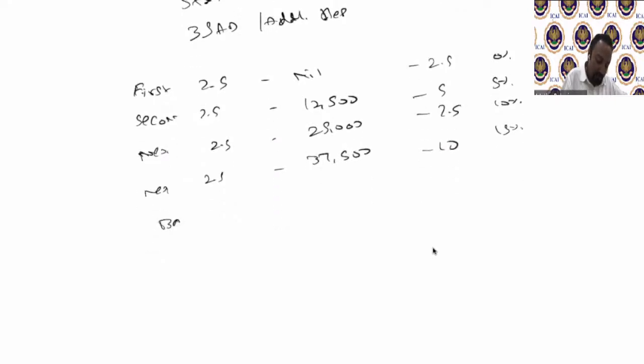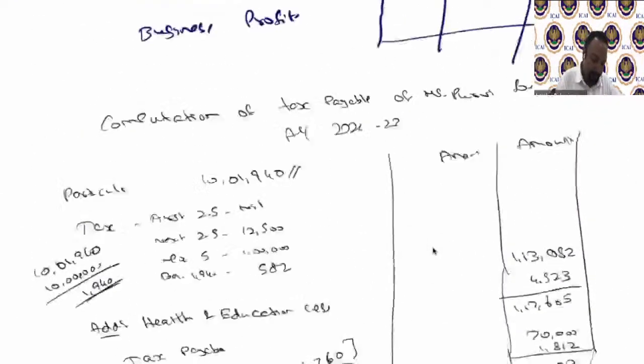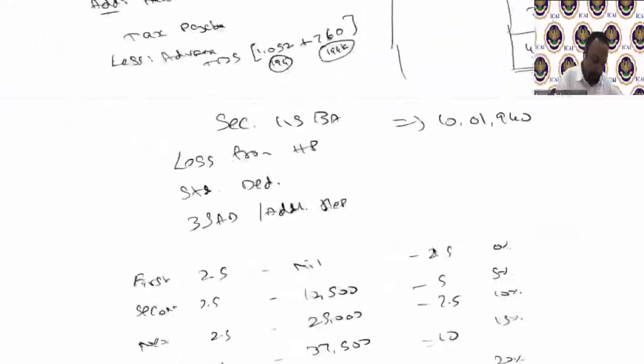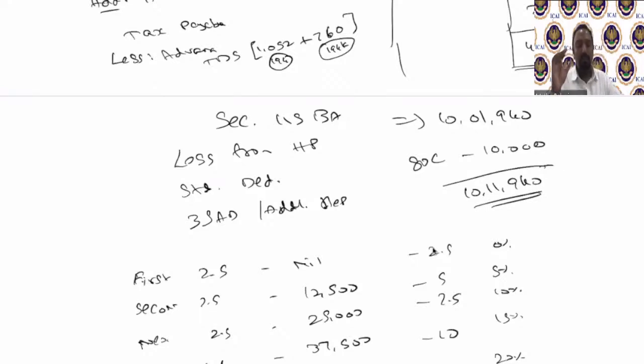For the balance 1,940, you get 20%, right? So it will be 1,940 into 20%. So the only thing you will add here is the 80C will be removed. So that is your 10,000. So your income will be 10,11,940. So your total income, the only thing that you're removing is your 80C. So it will be 10,11,940.